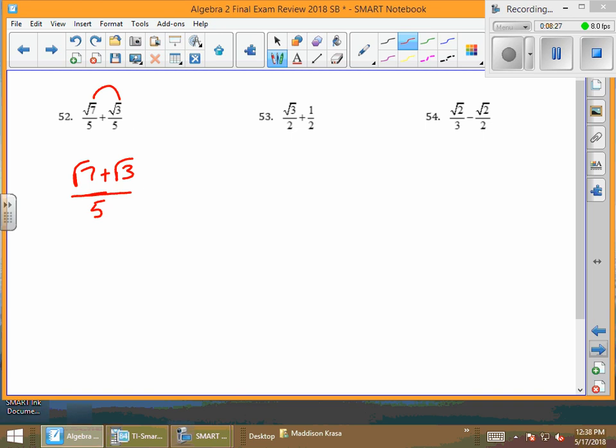Now over here for 53, kind of the same deal. We already have a common denominator of 2, so we can go ahead and put our denominator of 2. And 1 and radical 3, those are not similar, so we cannot combine them. We just leave them as 1 plus radical 3. You could also write radical 3 plus 1, and it wouldn't be wrong. Order does not matter there.